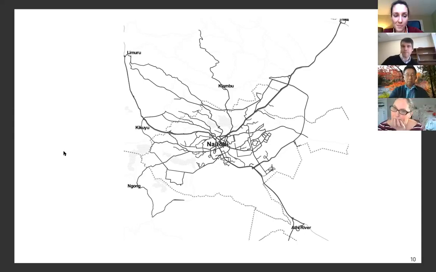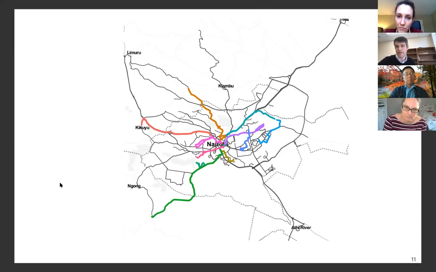Okay, so this is just a map of all the routes of Matatus in the city, and you can see how they're structured. They're broadly designed to take commuters out in these suburban areas and bring them into the downtown central business district in the center of the map. This is an overlay of the nine routes that we used in our experiment. We tried to get a decent geographic spread of different types, representative of the system as a whole.